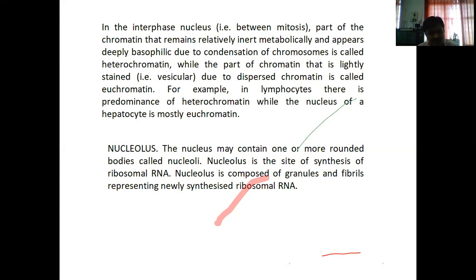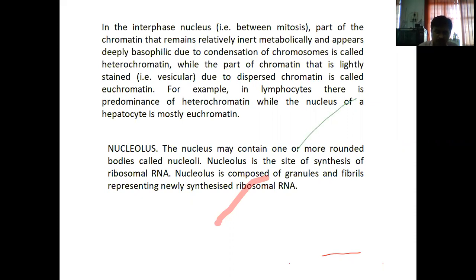In the interphase nucleus, that is between mitosis, the part of chromatin that remains relatively inert metabolically and appears deeply basophilic due to condensation of chromosomes is called heterochromatin, while the part of chromatin that is lightly stained, that is vesicular due to dispersed chromatin, is called euchromatin.